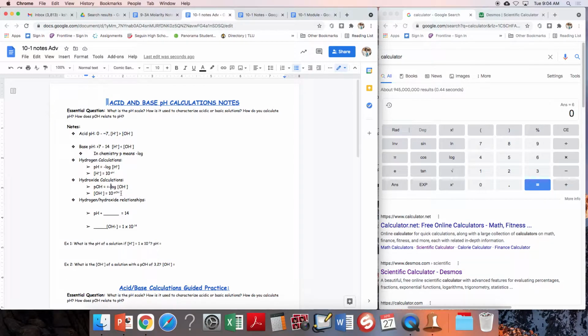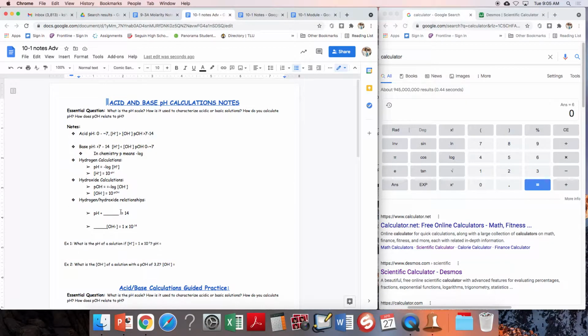If you notice, because of how the math works, the pOH scale is going to be backwards. So note, if my pH for an acid is 0 to 7, that means my pOH for an acid is going to be greater than 7 up to 14. And my pOH range for a base is going to be 0 to about 7. So pOH scale goes opposite. A low pH is acid, a high pOH is acid.